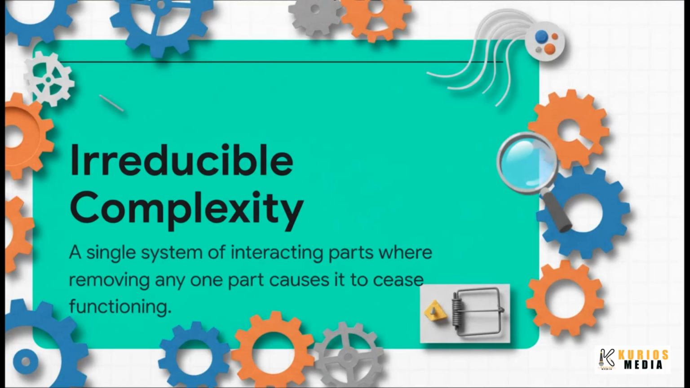This term was actually coined by biochemist Michael Behe. Irreducible complexity describes a single system of interacting parts where if you remove just one part, the entire system ceases to function. Think of it kind of like a car engine. If you pull out just a single crucial gear, the whole machine is dead in the water. The author uses this concept to argue that certain biological and physical systems couldn't possibly have evolved gradually, piece by piece over millions of years. Instead, they had to come into existence simultaneously, fully formed and ready to go.